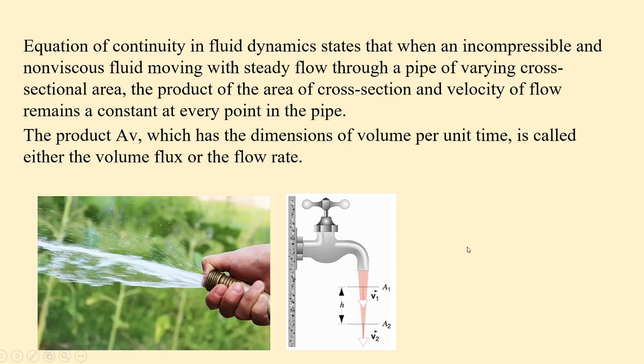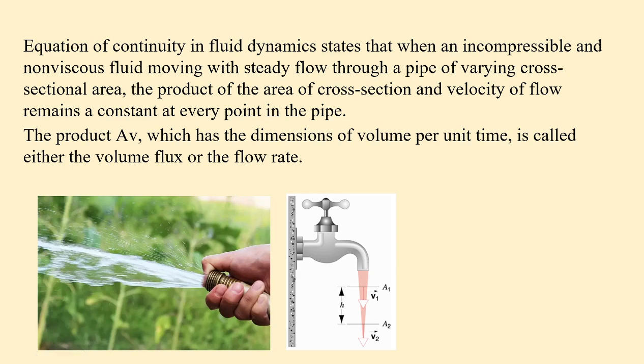Also you can see that the product A into V has the dimensions of volume per unit time, and it is called the volume flux or the flow rate. So it is actually the volume of the fluid flowing out in unit time, that is the product A into V, and sometimes it is also called the volume flux or the flow rate. Now you can see some examples. The first example we can already discuss.